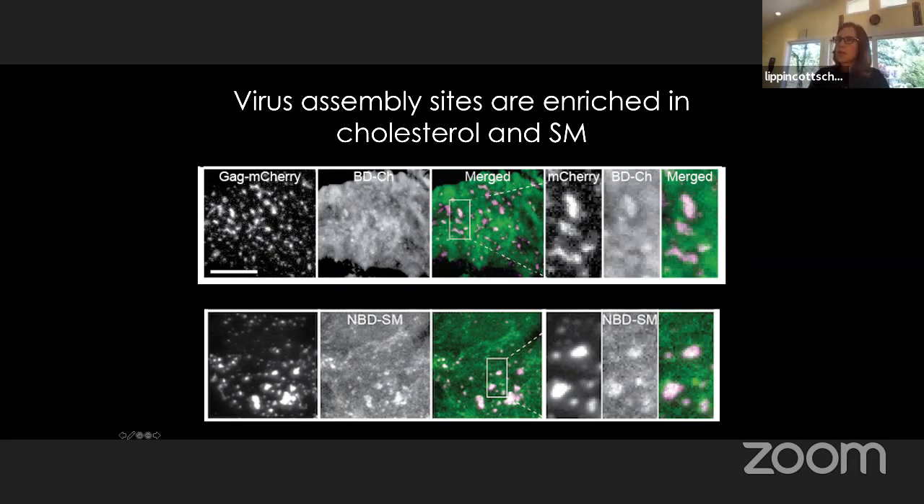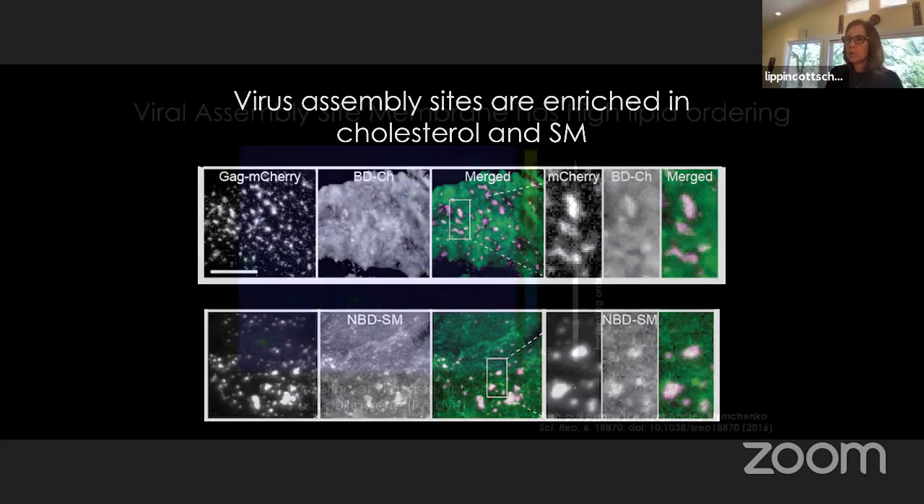And that's what you're seeing here. We're introducing a GAG mCherry to the left here. And the next panel over is either a BODIPY cholesterol probe or an NBD sphingomyelin probe. And if you zoom in on areas where you can see GAG, you can see there's enrichment of cholesterol in these GAG punctate particle zones, as well as sphingomyelin.